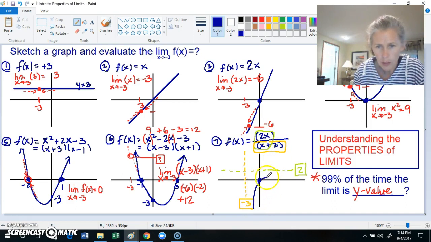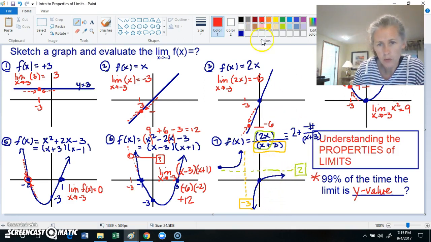The graph must fall in this region and this region, meaning when we do the division process, we're going to get 2 plus some negative number over x plus 3. Okay, so it's going to be a negative 1 over x looking graph.